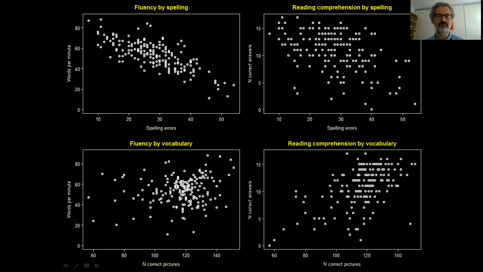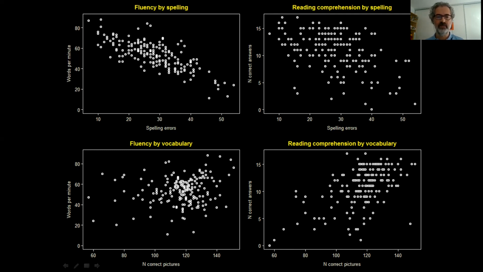In contrast, if we plot comprehension by vocabulary, so the horizontal axis is again the number of correct pictures chosen in the vocabulary test, and the vertical axis is the number of correct answers in the reading comprehension test, we see that there aren't many points in this corner or in this corner. There are plenty of points in this corner. And there are also some points down here. The spread of these points is substantial. So this is not a very strong relationship, but still, it's a clear relationship between vocabulary and reading comprehension.